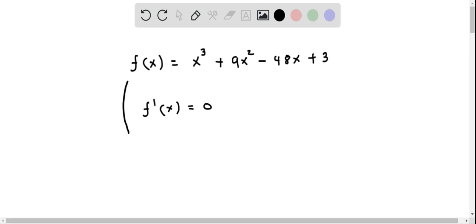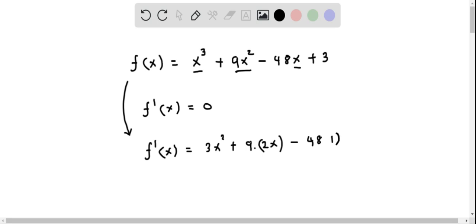So let's find the first derivative of this function f of x, which is f prime of x. And we have to find the derivative of the terms on the right side. The derivative of x cubed using the power rule is 3x squared, plus the derivative of 9x squared: we put the constant 9, and then the derivative of x squared using the power rule is 2x. We then have negative 48x. The derivative of negative 48x is negative 48 times the derivative of x, which is 1, and then the derivative of 3 is 0, which is a constant, so we can just ignore that.